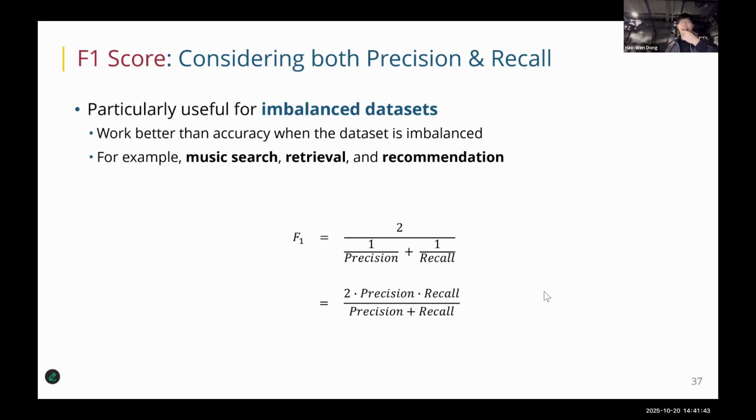And this is its formulation. It's the inverse of precision, inverse of recall, and then you use 2 to divide over that. This is the definition of the F1 score, but basically it's the harmonic average between precision and recall. There's a reason why you are using harmonic average rather than typical average. But anyway, there's some math behind this.